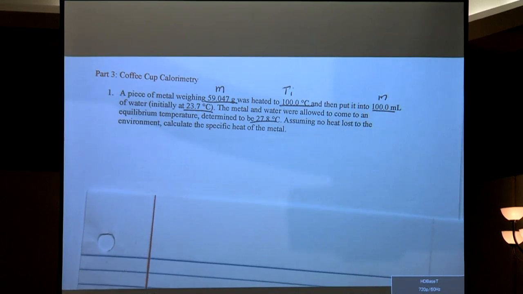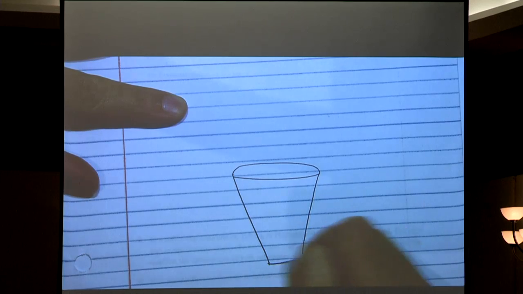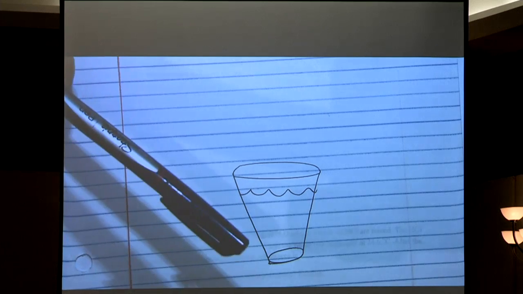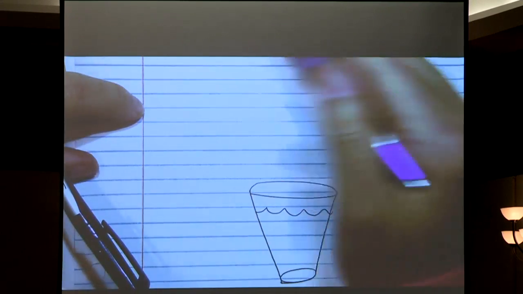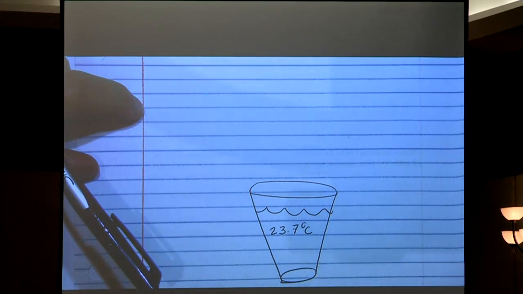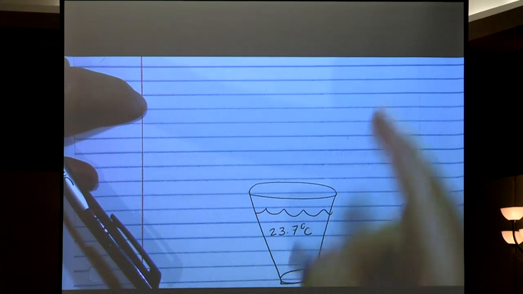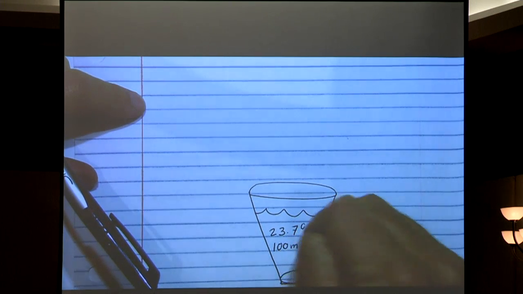It's hot water or hot metal? Hot metal. Okay. So we have a coffee cup, something we become too familiar with during finals week. Coffee cup with cool water in it. The water is 23.7 degrees Celsius initially, and we have 100 milliliters of it.